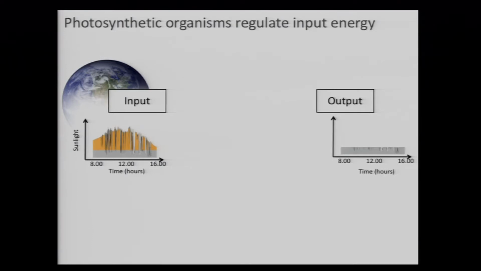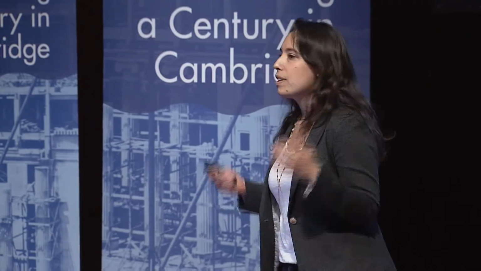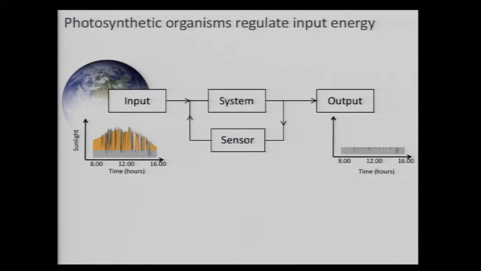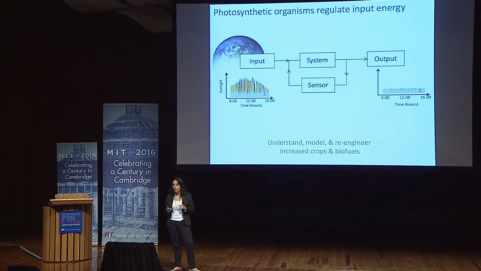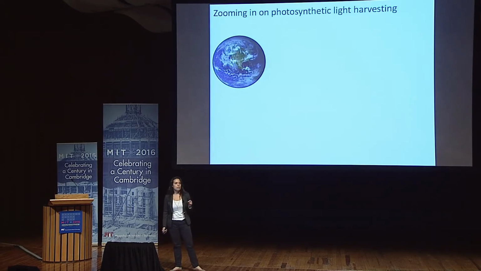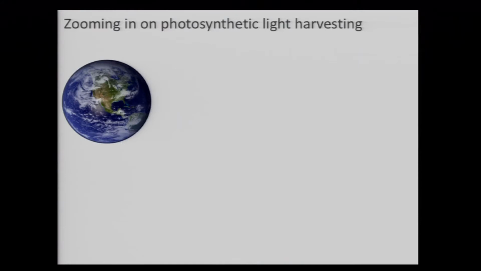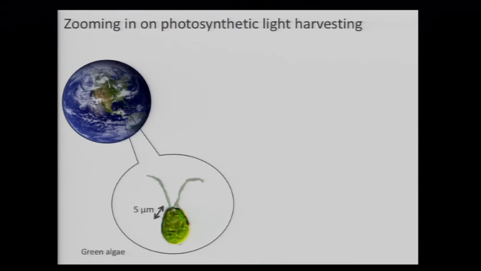And we want to get an understanding of what is the system responsible for this modulation, and what is the feedback loop that controls this system, with the idea that from this understanding, we can model it and re-engineer it to increase crops and increase biofuels. So to think about this process, we can start by zooming in on photosynthesis. This picture of the Earth's surface has green from trees, or what we're talking about today, algae, which are of particular interest for biofuel applications.